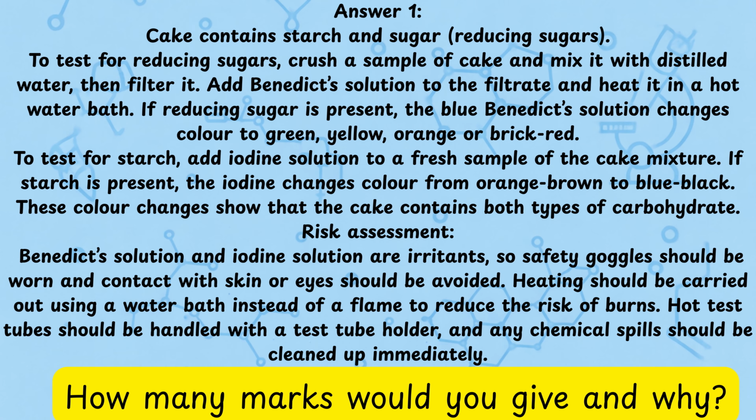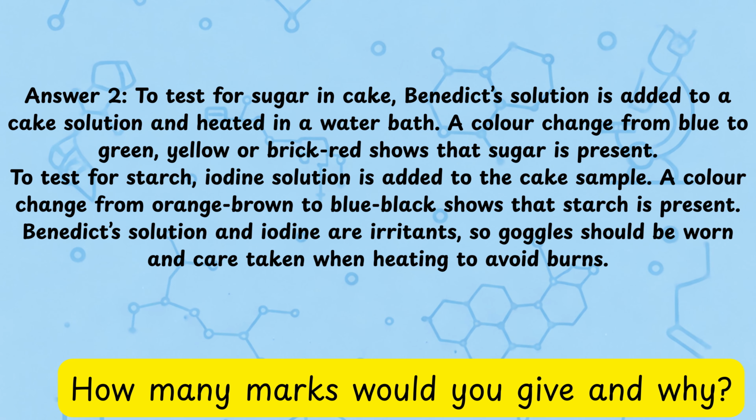So yes, absolutely, this one is worth 6. It is worth the full marks. It hits every category. So as I said before, it's got each of the types of carbohydrate mentioned. It's got the reagent that will be used to test for it. It gives you the positive and negative test results for each of them. And then it also addresses that risk assessment there at the bottom. I've got nothing to fault with this one. This is full marks.